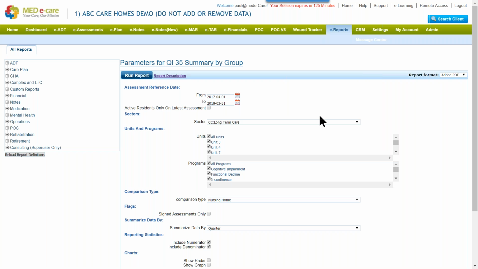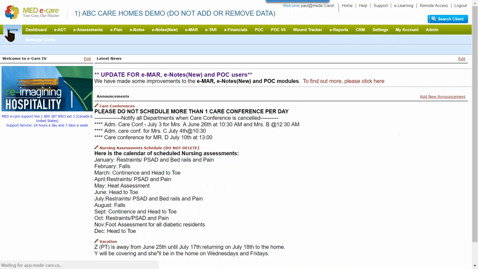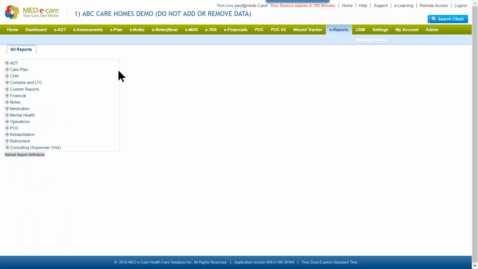So let's just take a look at where we were before. Recall that when we first log into the Medicare system, you're on the home screen. When you go to reports, you select e-reports from the list of possible systems. And from the e-reports, we can see that each of the different types of reports are listed on the left-hand side. We've been looking at this list of reports called complex and long-term care reports.